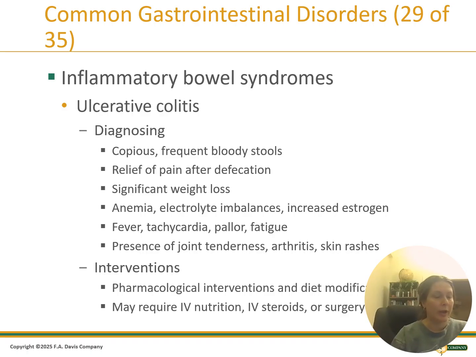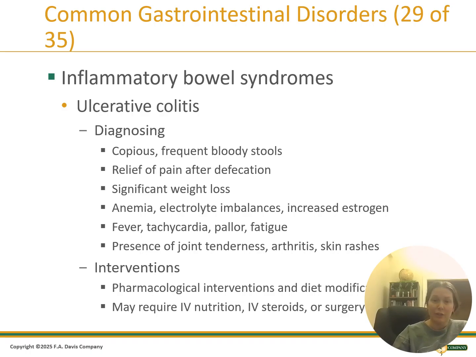We want to realize that with this, we're going to have some electrolyte imbalances, some anemia from that bloody stool. They can have an increase in estrogen. When your patient is experiencing things like fever, tachycardia, pallor, and fatigue, those are usually considered when they're in a flare. So those systemic symptoms, we're going to think that they're having a flare.